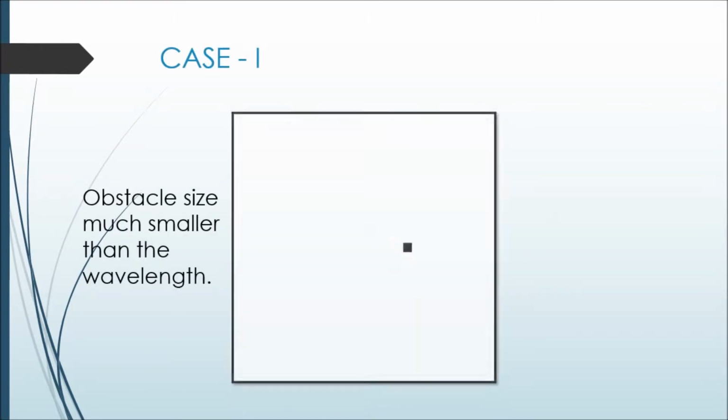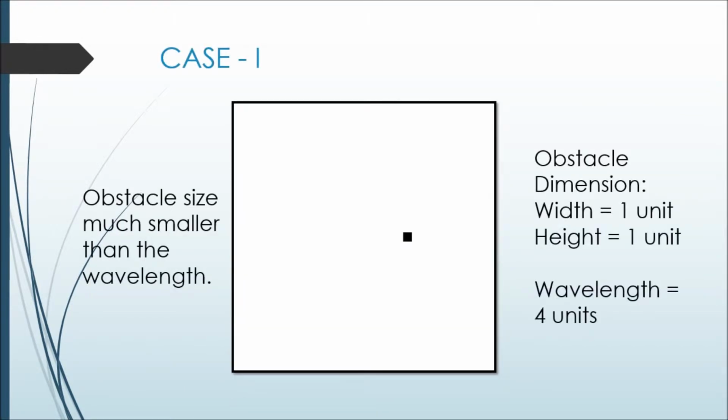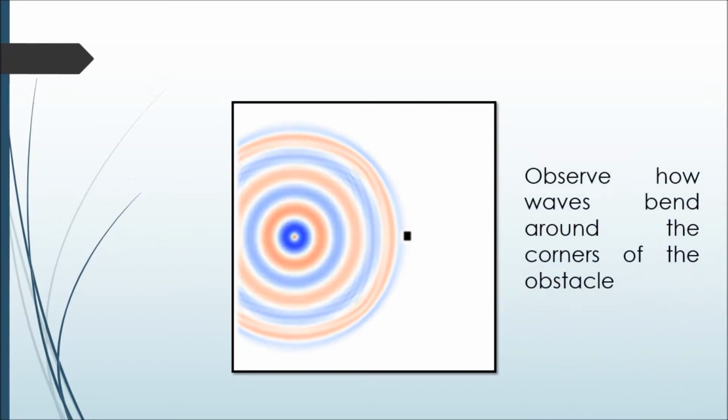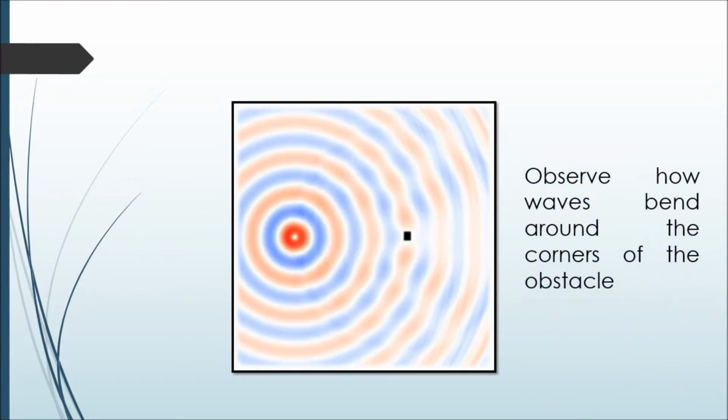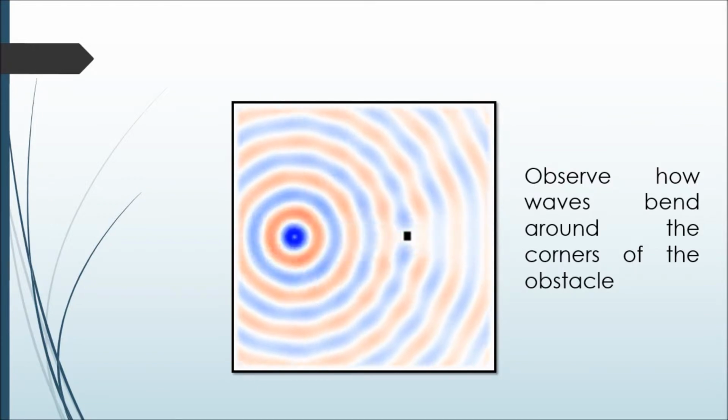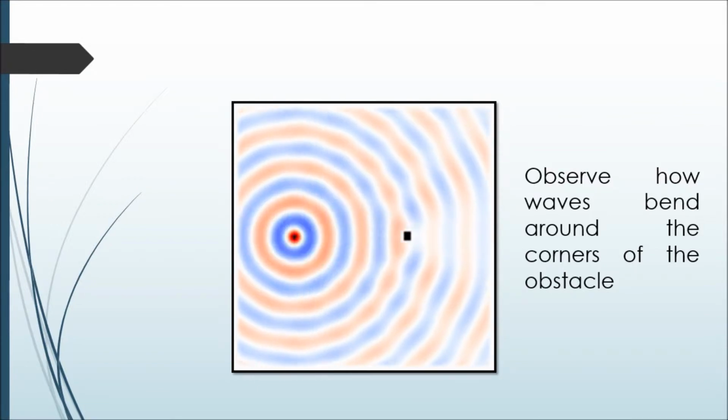So this is your first case where the obstacle size is much smaller than the wavelength, and you can see how the wave bends around the corners of the obstacle. So this is diffraction for you.